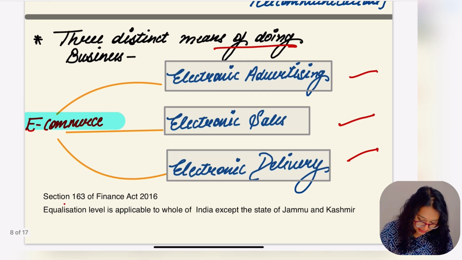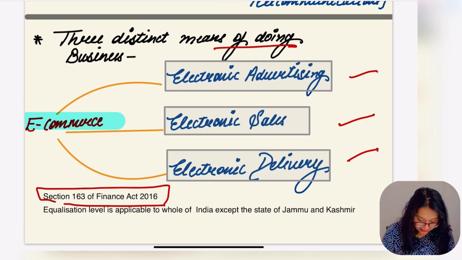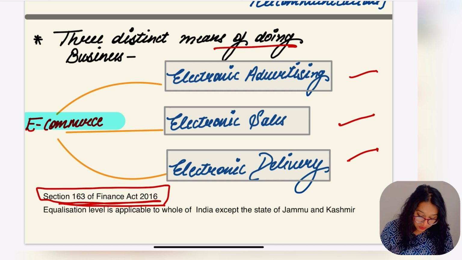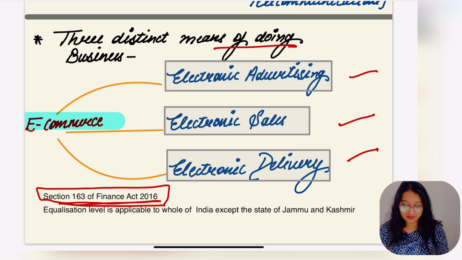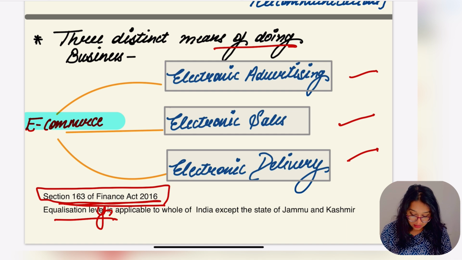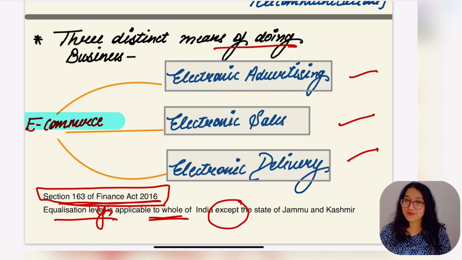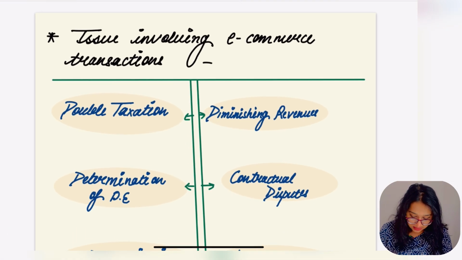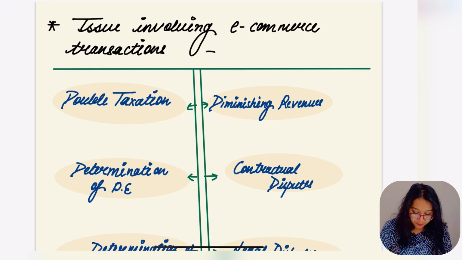Section 163 of the Finance Act. Remember, this came through the Finance Act, not through the Income Tax Act. Section 163 of the Finance Act 2016 deals with the equalization levy. It is applicable to the whole of India, but except Jammu and Kashmir.